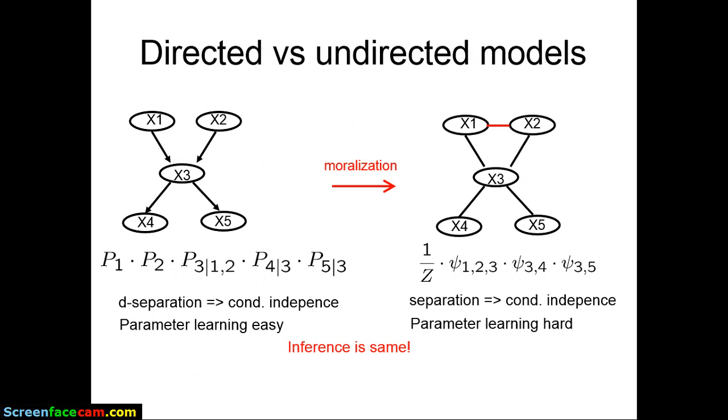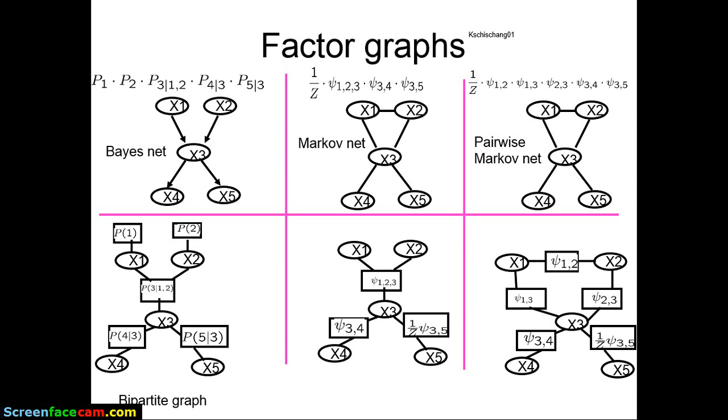Directed versus undirected models. The directed model is the Bayesian network, in which this graph can be stated as probability of 1 times probability of 2 times probability of 3 given 1 and 2 times probability of 4 given 3 times probability of 5 given 3. In undirected models, which are Markov random fields or Markov networks, we have 1 upon Z, where Z is a normalization constant, times psi of 1, 2, 3 times psi of 3, 4 times psi of 3, 5.